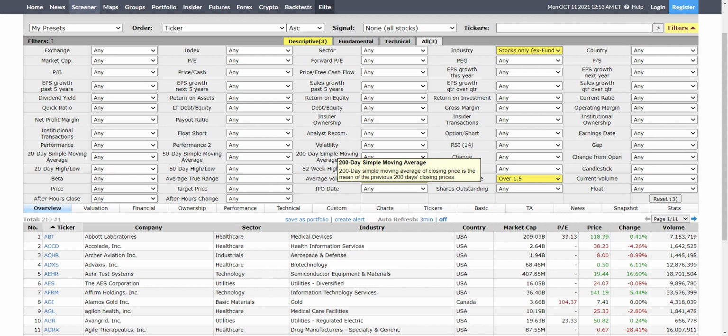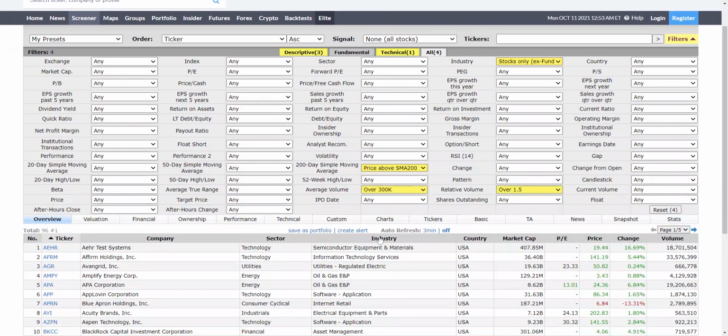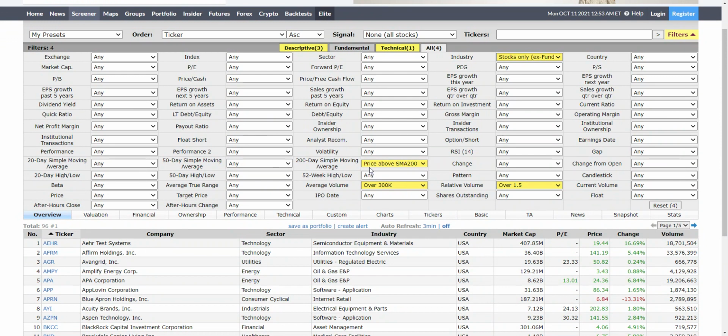It basically gives you the average of the closing prices over the previous 200 days, and if the price is above that 200-day simple moving average line, it shows you that it is in a bullish trend. So price above SMA 200 gives me an understanding that the price is bullish.